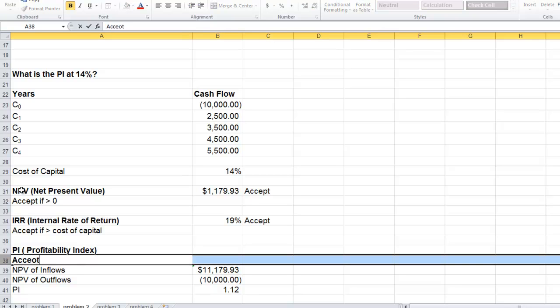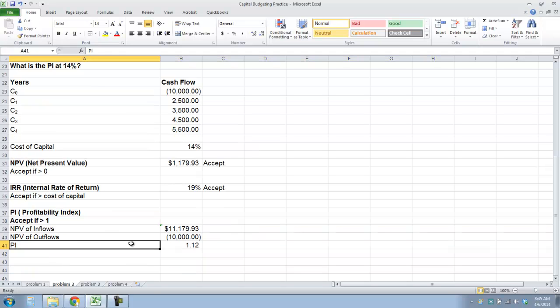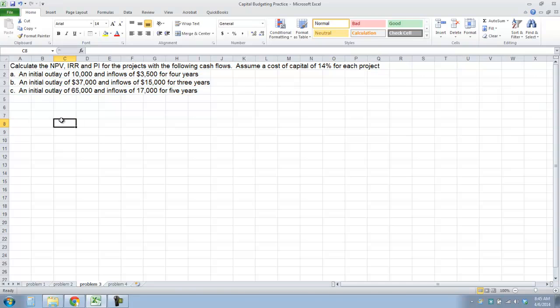And we accept if greater than 1. And these are standard. The company might have stricter rules for that. So we would accept this project, because this is greater than 1. So, we'll go on and do another example.